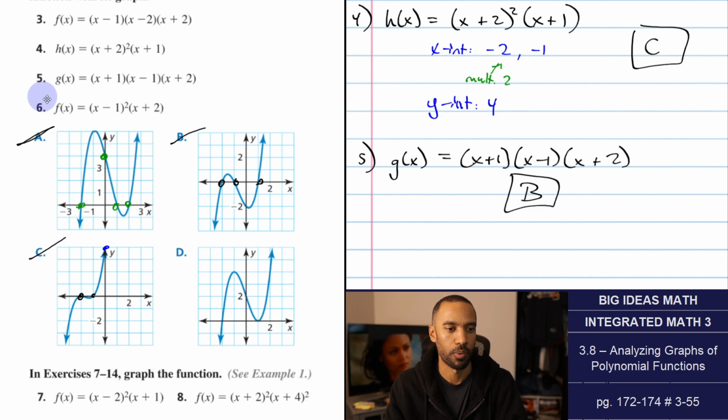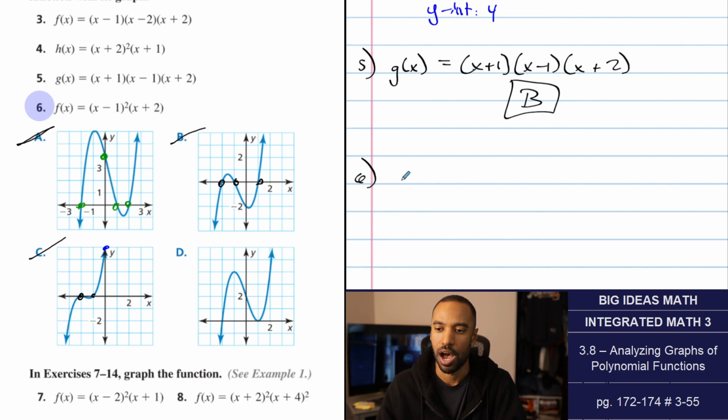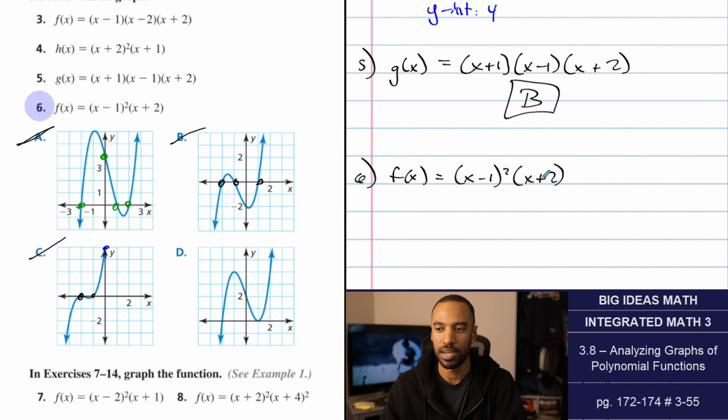And finally, looks like we're going to get D. Let's see how we do get D from number 6. On number 6, we have f of x equals (x minus 1) quantity squared times (x plus 2). If you notice, we have x-intercepts of 1 and -2. How can it only have 2 of them? Because it bounces off of one of them because it has a multiplicity of 2. It bounces off of 1 like so. Boom, and it hits that.